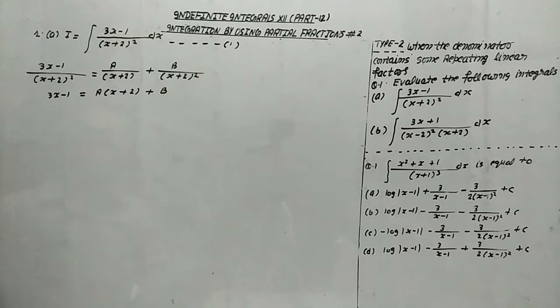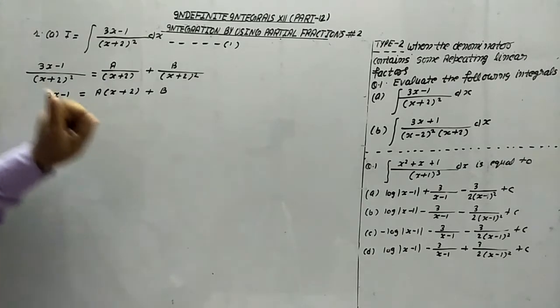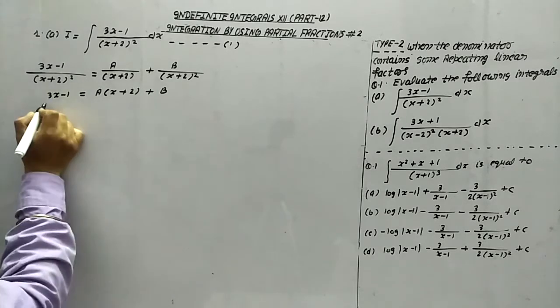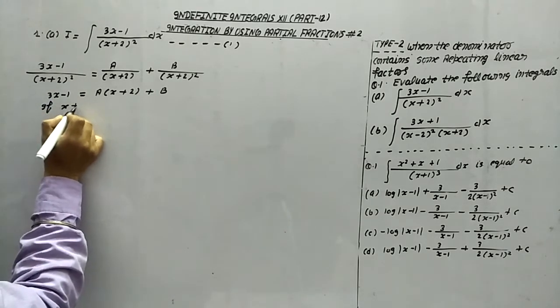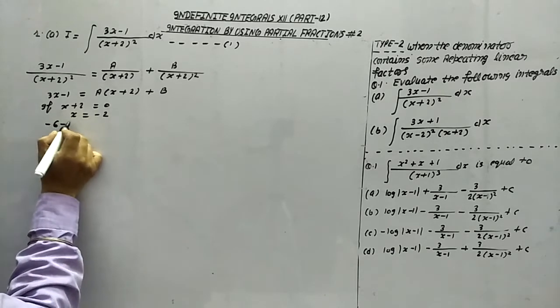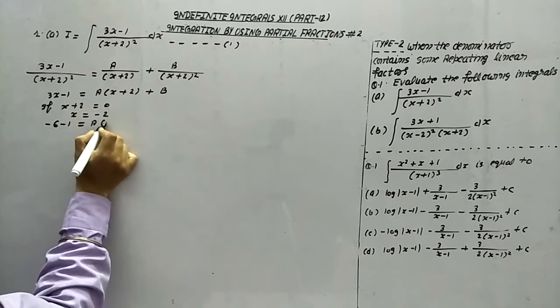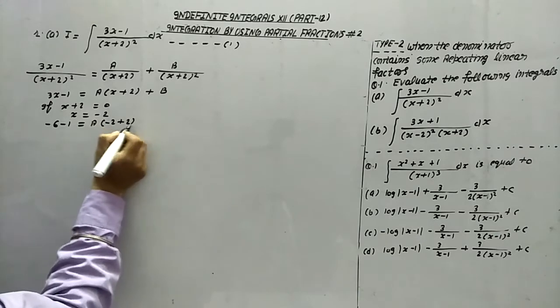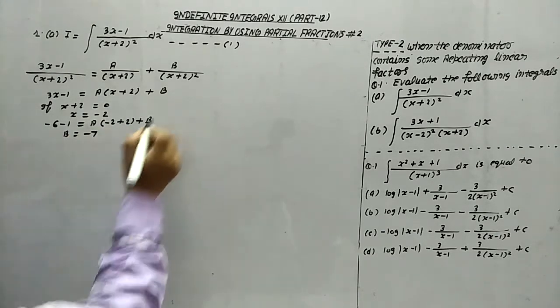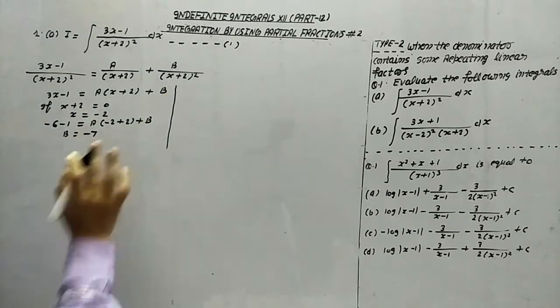Now always remember this, one constant we will get by putting x plus 2 equal to 0 only. So if x plus 2 is equal to 0, it means x is equal to minus 2. It means this becomes minus 6 minus 1, a into (minus 2 plus 2) which is 0, plus b. It means b is equal to minus 7. So one constant we get like that.